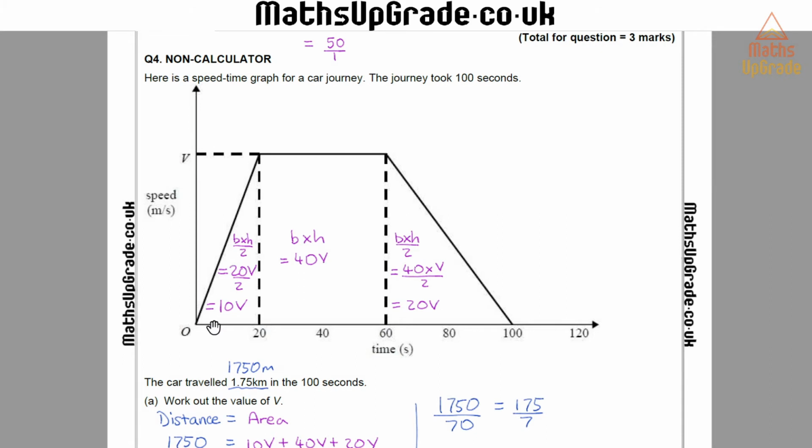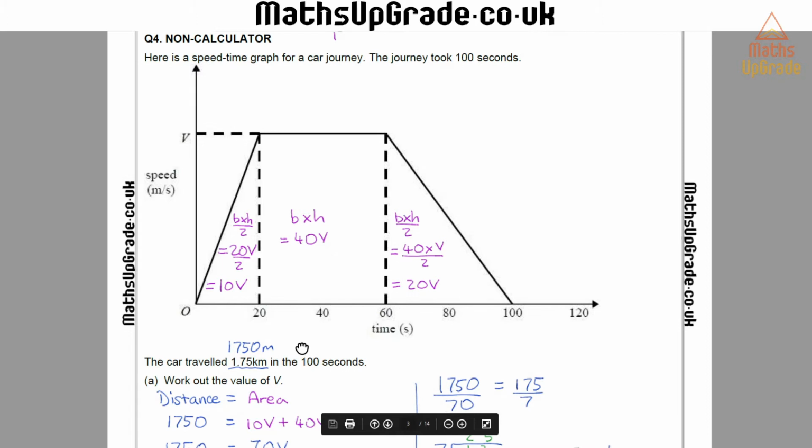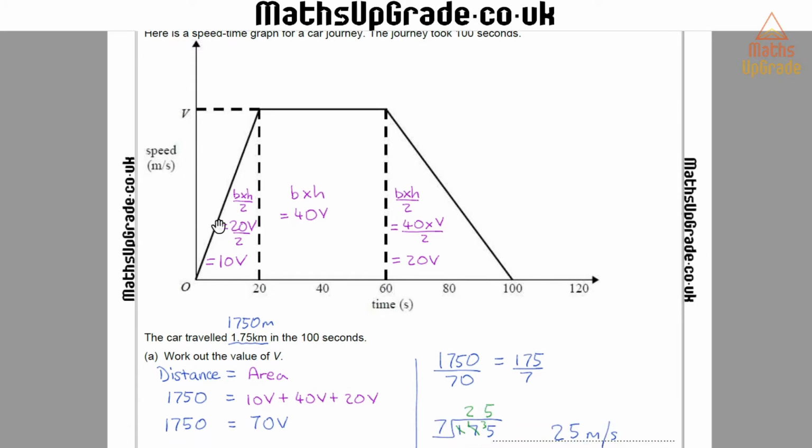So quite simply, let's convert this distance into meters. So instead of using 1.75 kilometers, I'm going to use 1,750 meters. So multiply that by 1,000. Okay. Now, I don't know V here. So what I'm going to do, I'm just going to find the area of this triangle with this speed of V. The area of the triangle is base times height divided by 2. So it's 20 times V divided by 2, which is 10V.